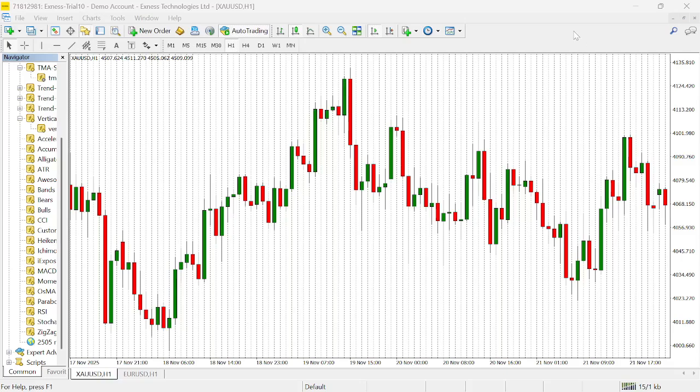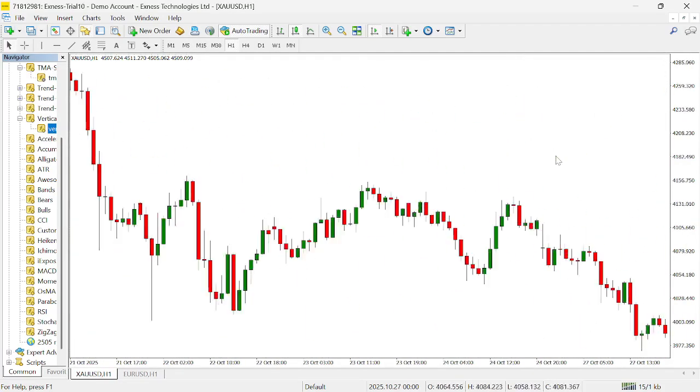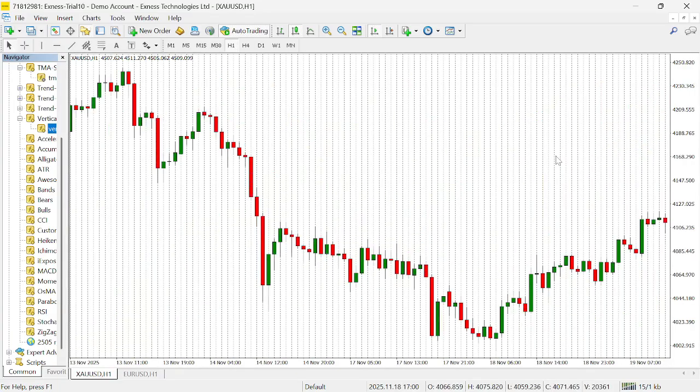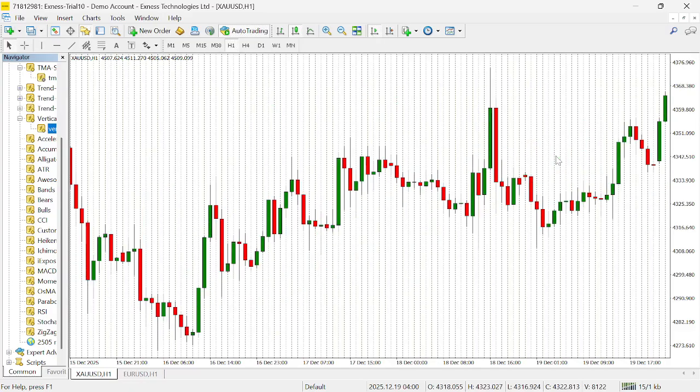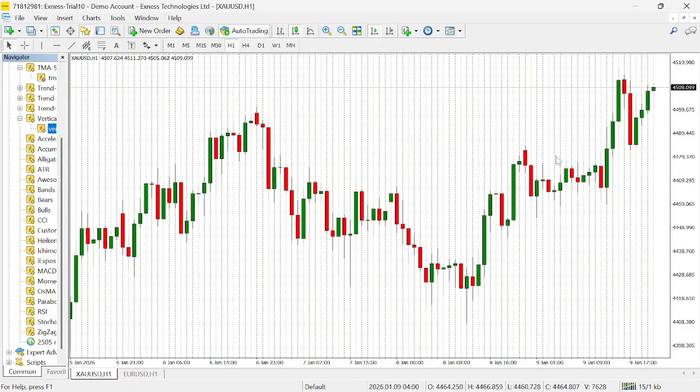Hi traders, in this video we are looking at the vertical bar indicator for MT4. This simple yet effective timing tool automatically plots vertical lines at specific times on market sessions, helping traders visually track session opens, news hours or custom trading periods.